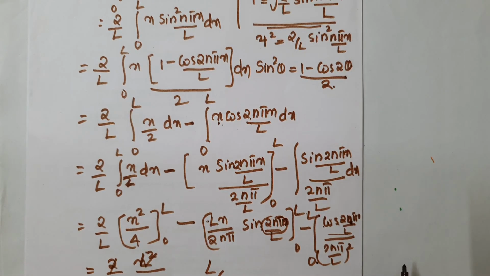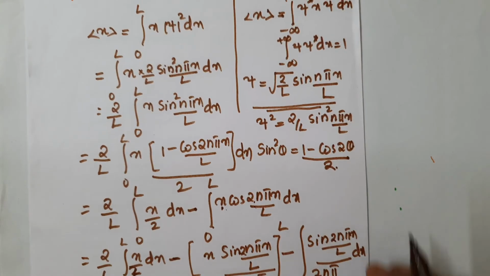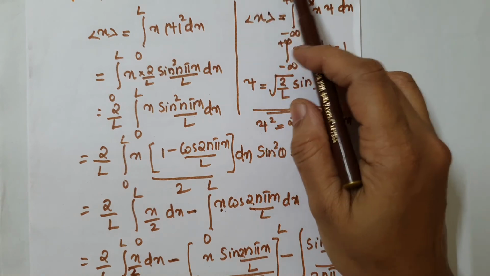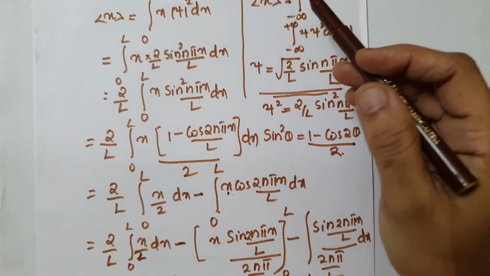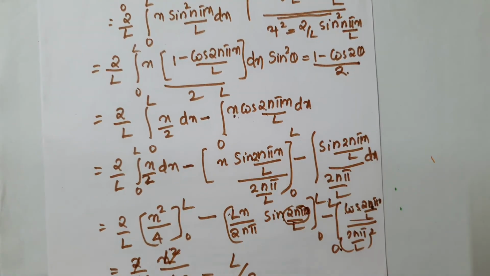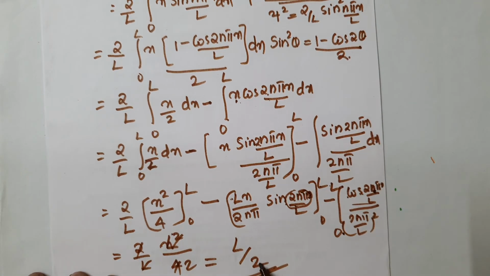This is L by 2. That is, the expectation value, the average value of the position of a particle trapped in a box, is given as L by 2. That is, if L is the width of the box, then L by 2 is the middle of the box.